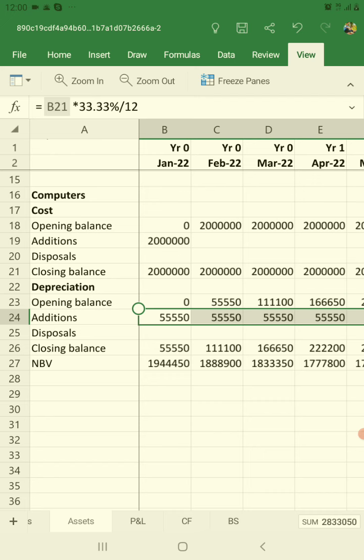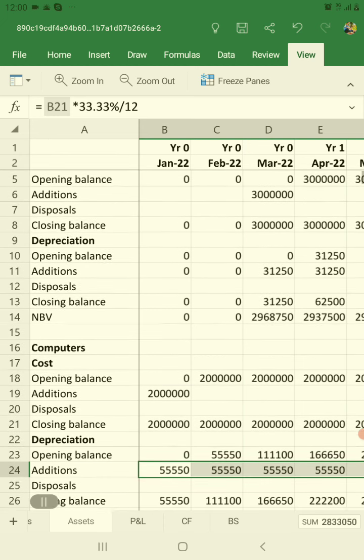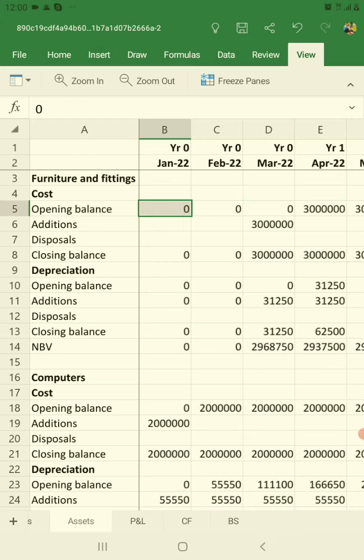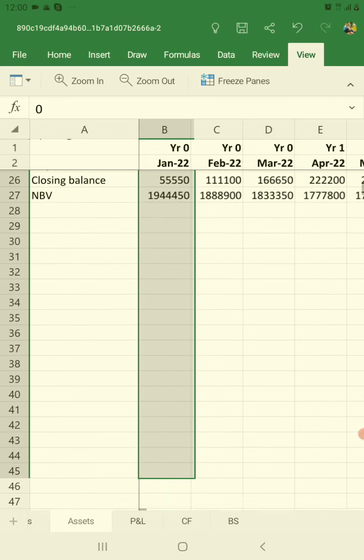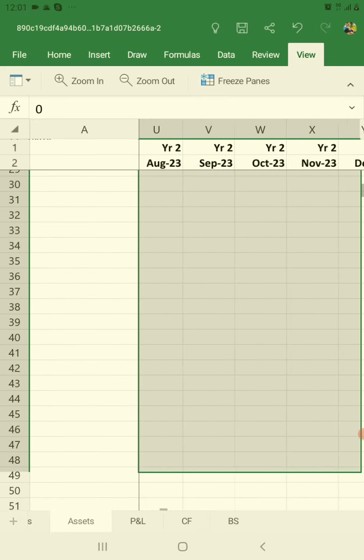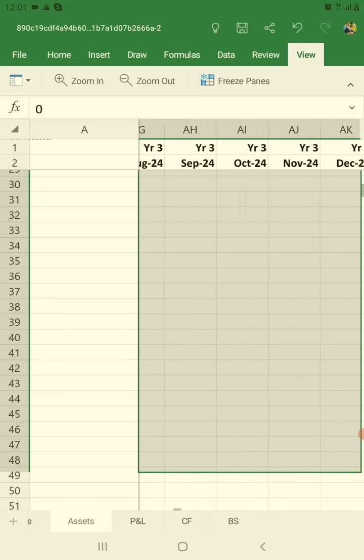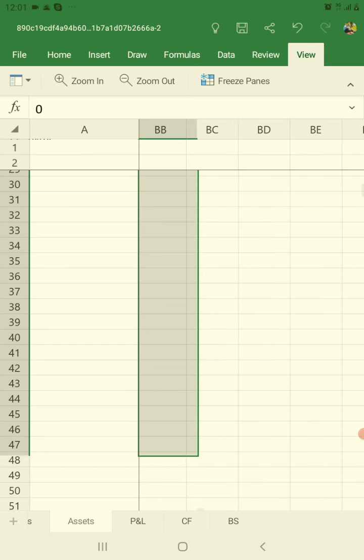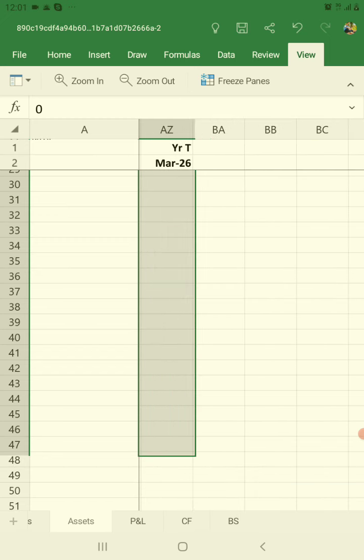So let me first format this one, so that we have accounting format up to here. We have accounting format for numbers, and for credit numbers we should have red.